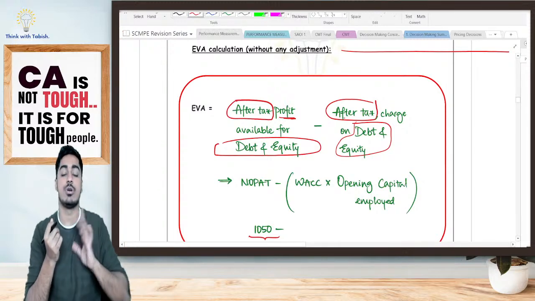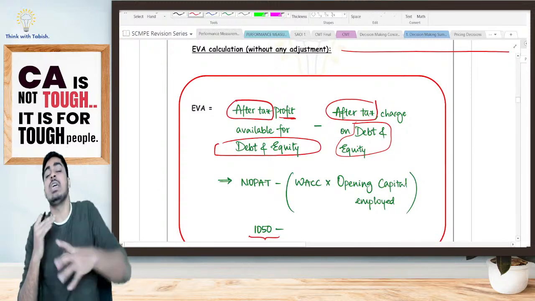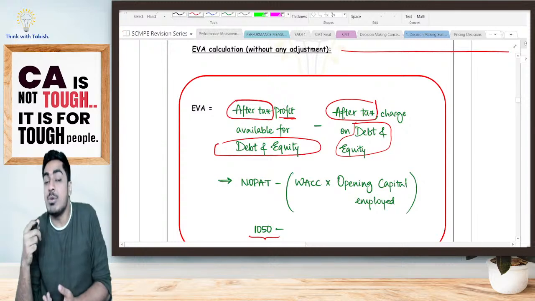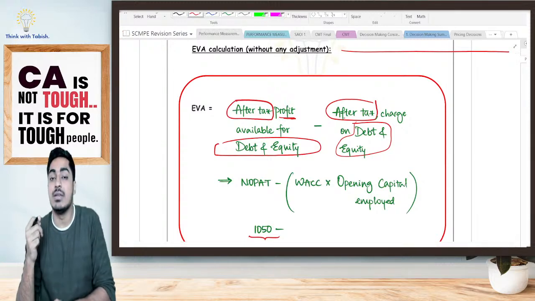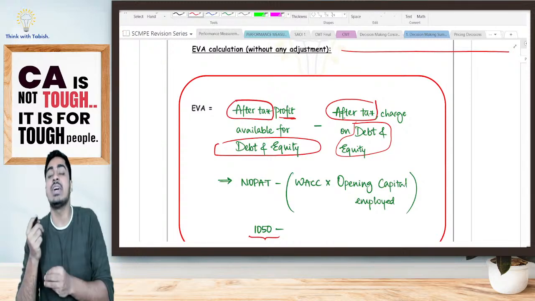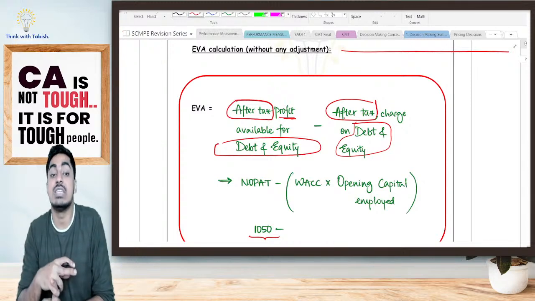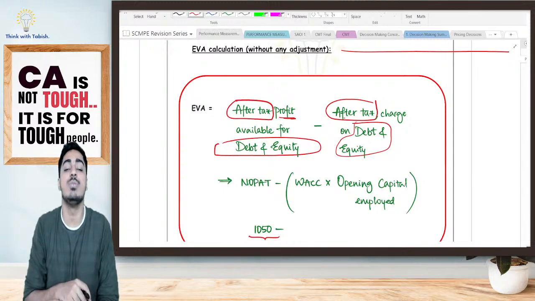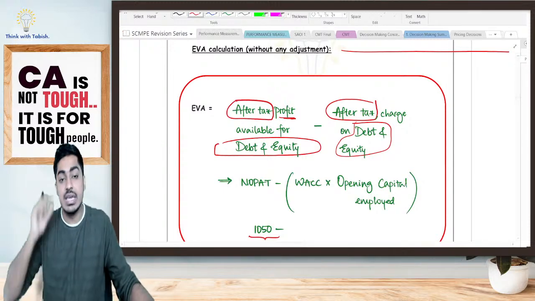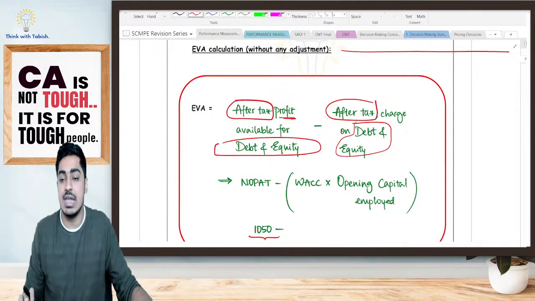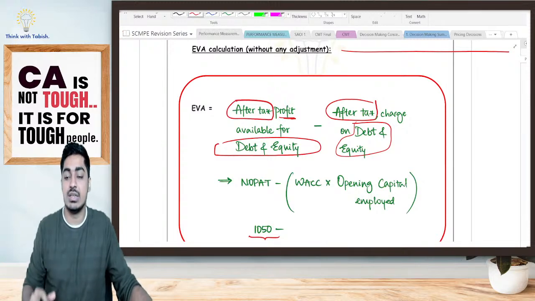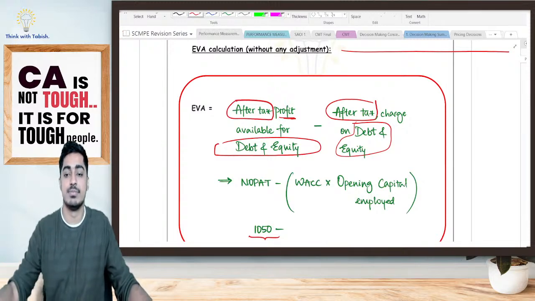5 lakh rupees I've got, minus after paying all the tax, how much was the net amount that would have been available with these people? Had they not invested in business, how much is the bare minimum that they are expecting? 3 lakh rupees. That means my value addition is going to be 2 lakh rupees. Is it clear, everyone? Till here, is it clear? Any doubts? Should we continue, everyone? Yes or no?